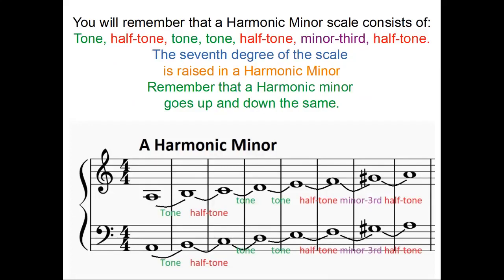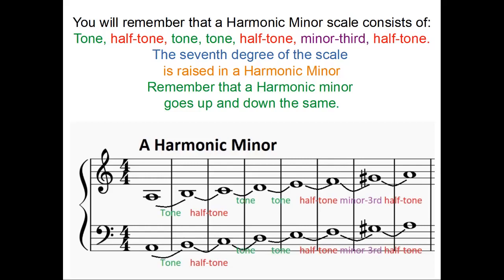You will remember that a harmonic minor scale consists of tone, half tone, tone, tone, half tone, minor third, half tone. The 7th degree of the scale is raised in a harmonic minor. Remember that a harmonic minor goes up and down in the same way.